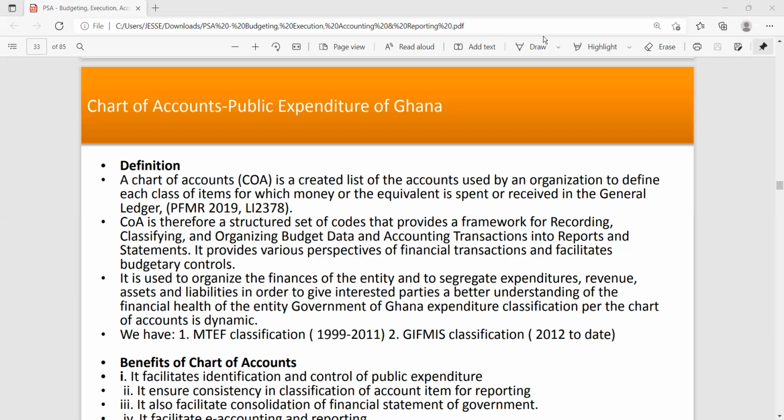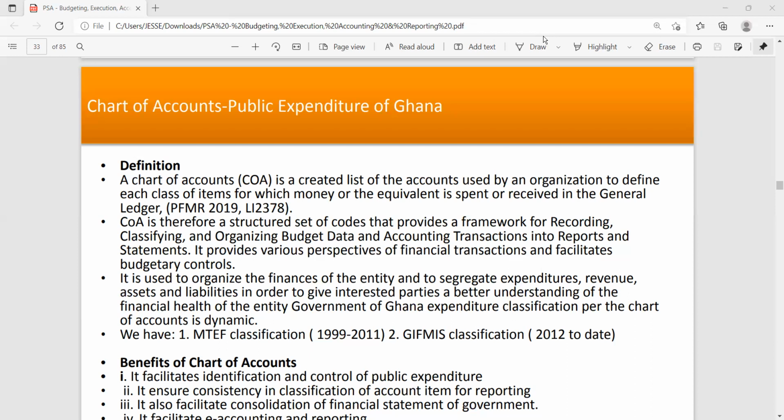recording, classifying, and organizing budget data, right? And the chart of accounts is basically a structured set of codes, like we mentioned earlier. It provides a framework for, number one, recording, number two, classifying, and organizing, right? These are key principles in accounting. And when you want to properly record accounting transactions, you need to provide a framework that is good for recording, classifying, and organizing data. So that's what the chart of accounts does.